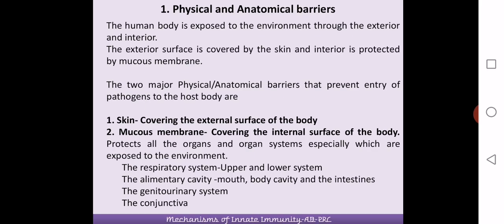So there are two major anatomical barriers that prevent entry of pathogens into the host body. One is the skin, which provides protection at the external surface of the body, and the mucous membrane is the second one, which provides protection on the internal surface of the body. Usually these mucous membranes are present in almost all the organ systems like the respiratory system, alimentary cavity, genitourinary system, and the conjunctiva. All these are exposed internal sites.